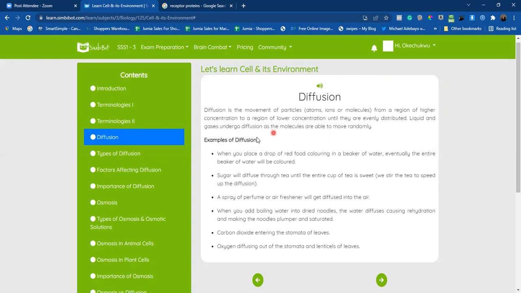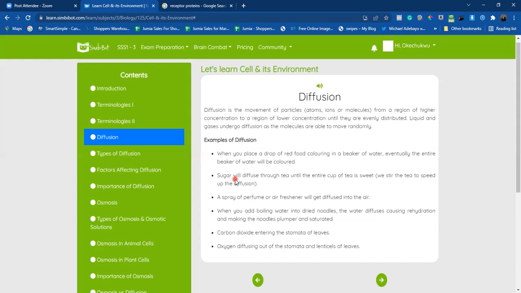All right, examples of diffusion. Now let's look at some examples of diffusion. When you place a drop of red food coloring in a beaker of water, eventually the entire beaker of water will be colored. That's a simple example of diffusion. Sugar will diffuse through tea until the entire cup of tea is sweet.